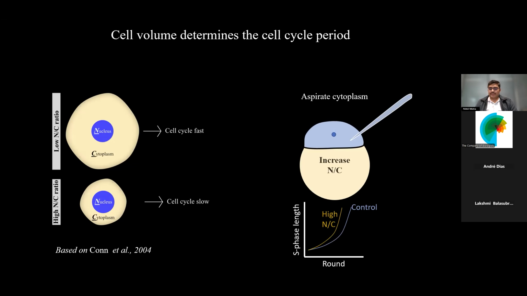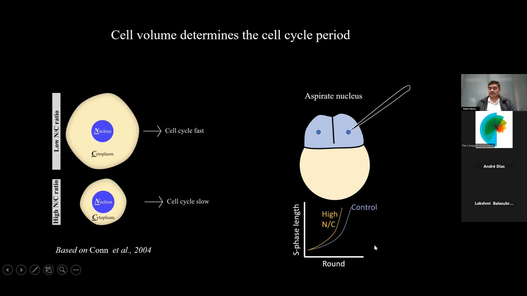I tested if this relationship holds true in the case of zebrafish embryos. I aspirated some cytoplasm out at the one cell stage and found that in these embryos, which have a high nucleocytoplasmic ratio, the S phase lengthening occurs prematurely. And I decreased the nucleocytoplasmic ratio, on the other hand, by aspirating out a nucleus at the two cell stage, and observed that the S phase lengthening was delayed, supporting the idea that it is nucleocytoplasmic ratio that regulates the length of the S phase.